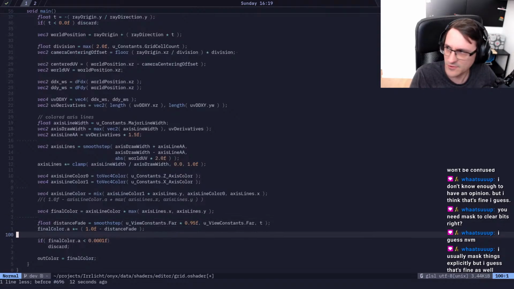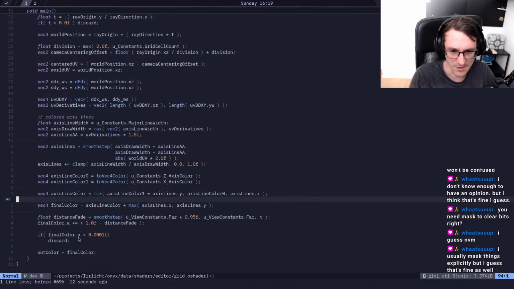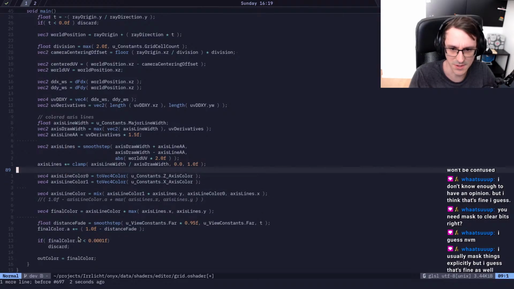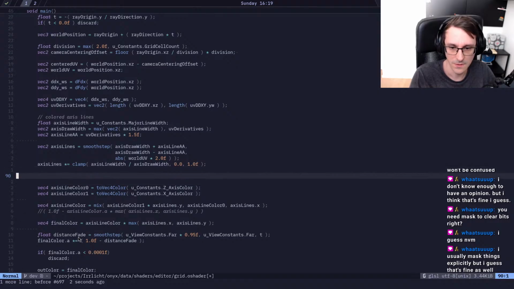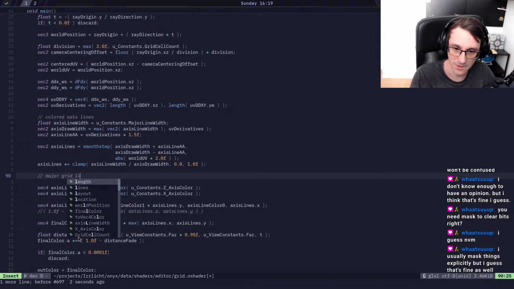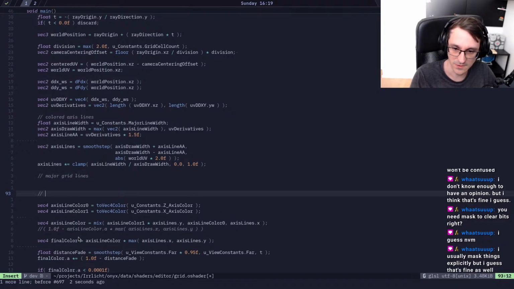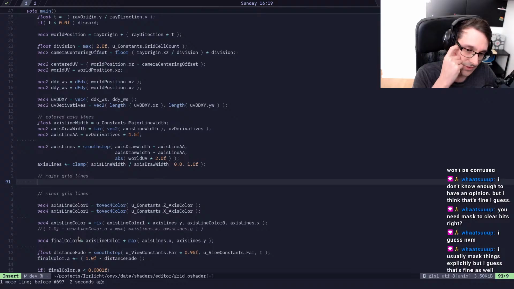Alright, let's do the grid first. Let's do that first and then let's tweak it. So those are the axis line colors, right? Well, actually this one will stay. Major grid lines. And now let's do minor grid lines, and they are basically more or less a copy of each other, just with different dimensions, right?